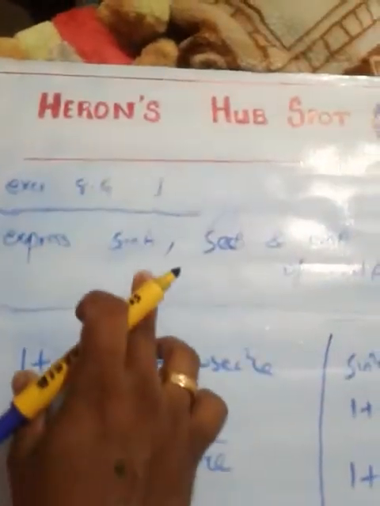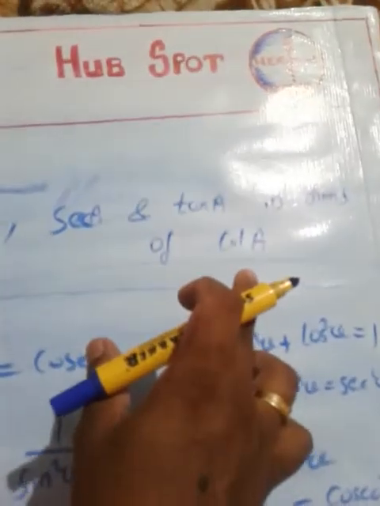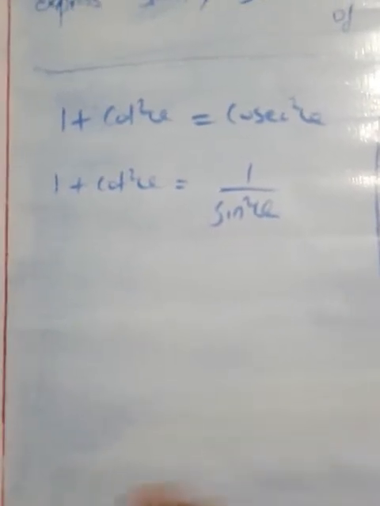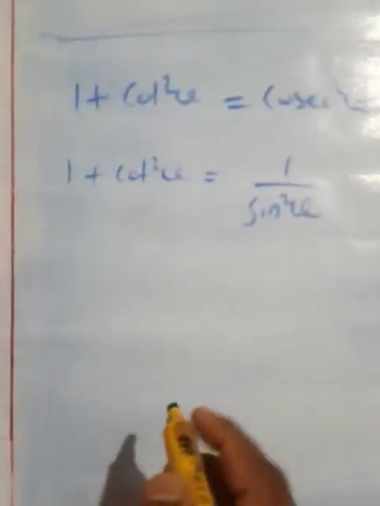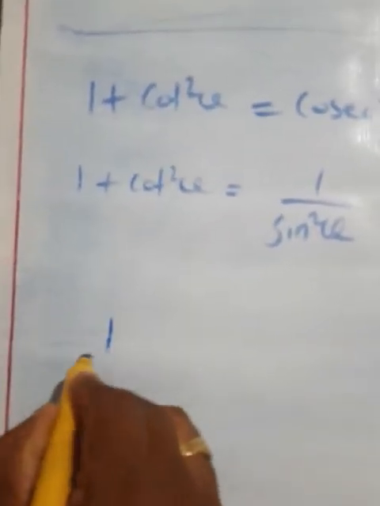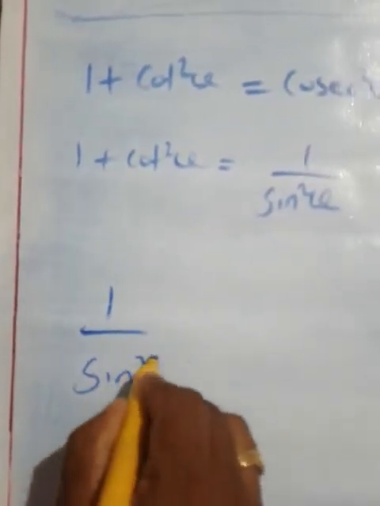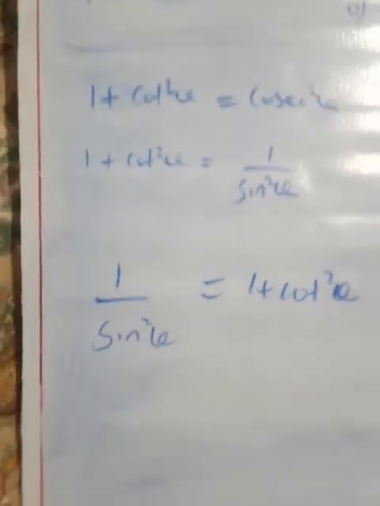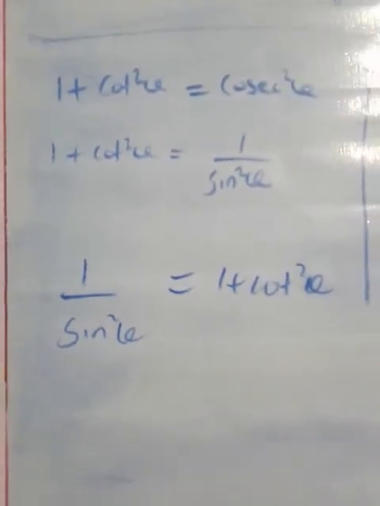And here the question is we have to express sine A in terms of cot A, no? We have to express sine A in terms of cot A. So LHS should be sine A and RHS should be cot A. That is the method. And due to that reason I am going to write in this way. 1 by sine square theta is equal to 1 plus cot square theta. Is there any problem for writing like this?